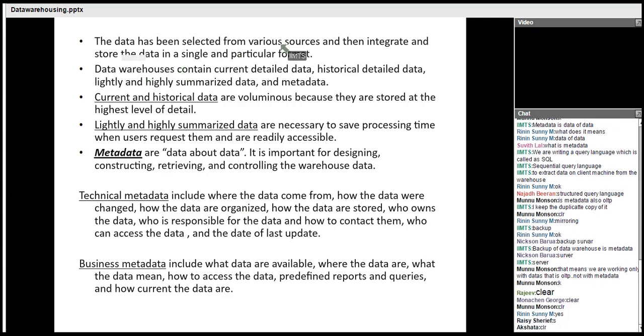Now the data has been selected from various sources, then integrated and stored in a single, particular format. So a data warehouse contains current detailed data. It's very important to understand that a data warehouse not only contains the current detailed data, but also the historical data, lightly and highly summarized data, and metadata. So the database contains all the data: the current data on which we are working, the historical data, the summarized data, and the metadata.